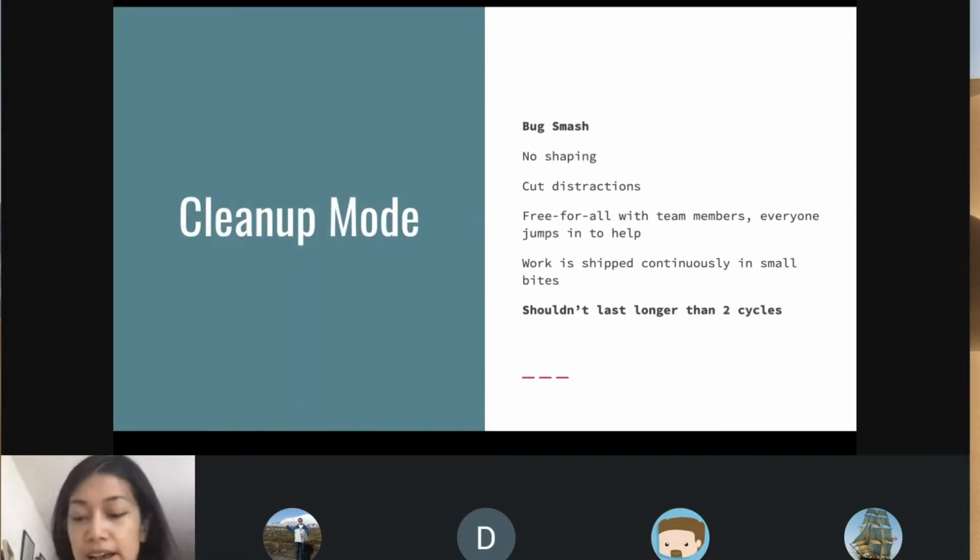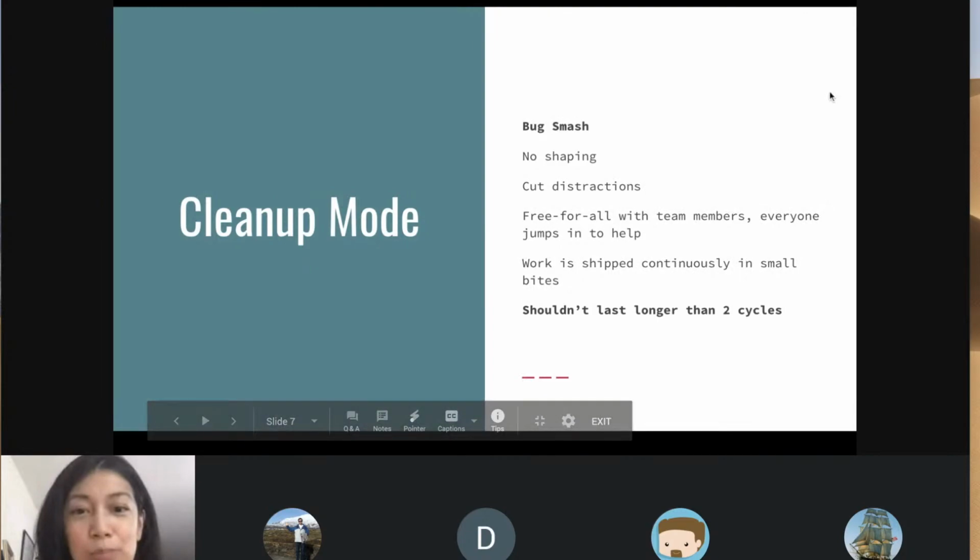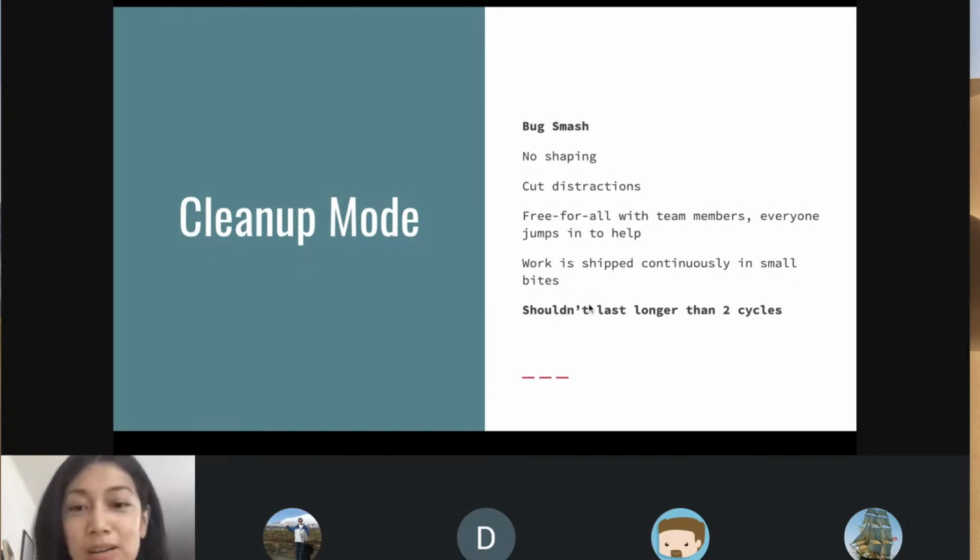The last phase is cleanup mode, and then they can do bug smash, as described in chapter 8. There's no shaping. They want to cut distractions. It's like when you're editing a video and you put away all the empty frames where no one's talking, or useless discussion. So cut distractions. It's a free for all with team members, and everyone jumps in to help. Work is shipped continuously in small bites, so work is constantly going out, and it shouldn't last longer than 2 cycles.